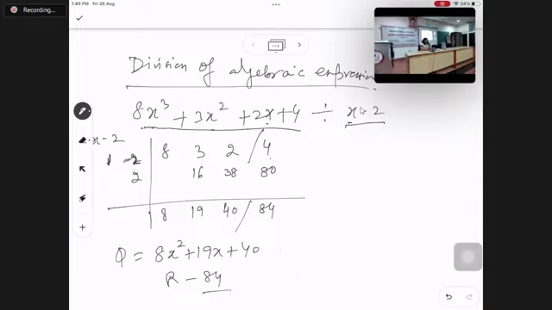So to proceed as usual, it is first degree equation, x minus 2. So we put a slash after one term. If it is a quadratic equation, you put a slash after two terms and so on. First number as it is 8. Then you multiply 8 with 2. This is 16. 16 plus 3 is 19. 19 2s are 38. 38 plus 2 is 40. 40 into 2 is 80. 80 plus this and so on. Okay. And this is cubic equation. You are dividing by a linear polynomial. So obviously the quotient would be in second degree equation. We start with the second degree equation. So it is 8x square plus 19x plus 40 and the remainder is 84. Clear?